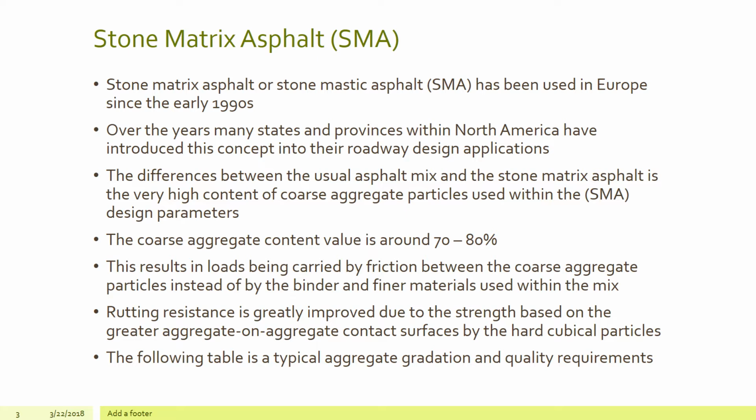The coarse aggregate content value is around 70 to 80%. This results in loads being carried by friction between the coarse aggregate particles instead of by the binder and finer materials used within the mix. So again, we have a better surface area for the loads to be distributed, instead of counting on the sand or the finer materials that are coated with the asphalt or petroleum product that we're using.